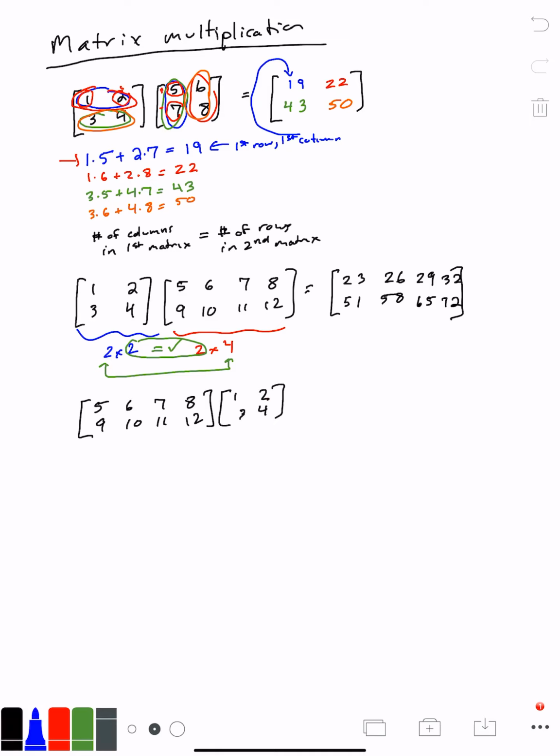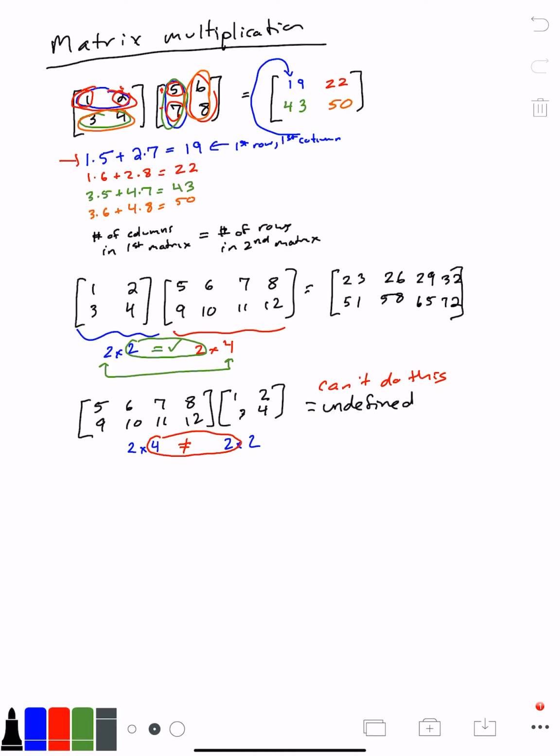Well, we have a problem here. Now I have a 2 by 4 matrix next to a 2 by 2, and I look at whether or not the inner parts are equal. Those are not equal, and so once again, can't do this. There simply is no way to get an answer here. So once again, we say this is undefined.